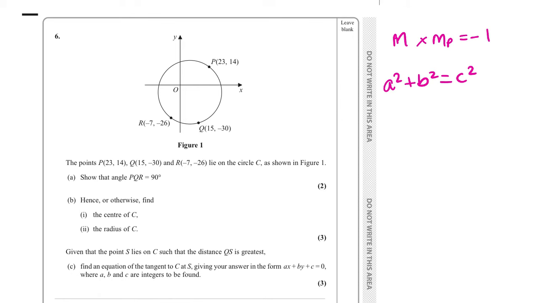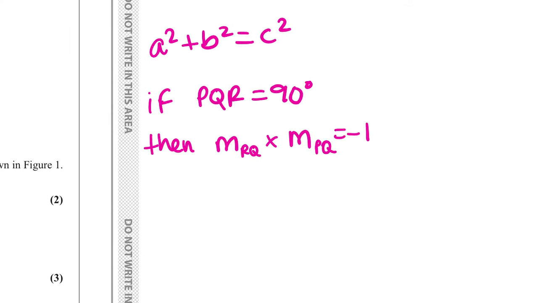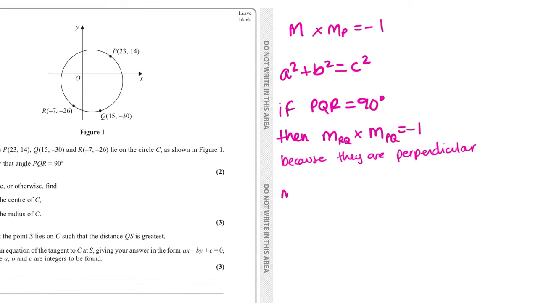The first one. Okay, so let's have a look at the gradient. So let's do this. So if PQR equals 90 degrees, then the gradient of RQ multiplied by the gradient of PQ should equal minus 1. Okay? Why should it equal minus 1? Yeah. No, not negative reciprocal. If PQR equals 90, then MQR times that because they are perpendicular.